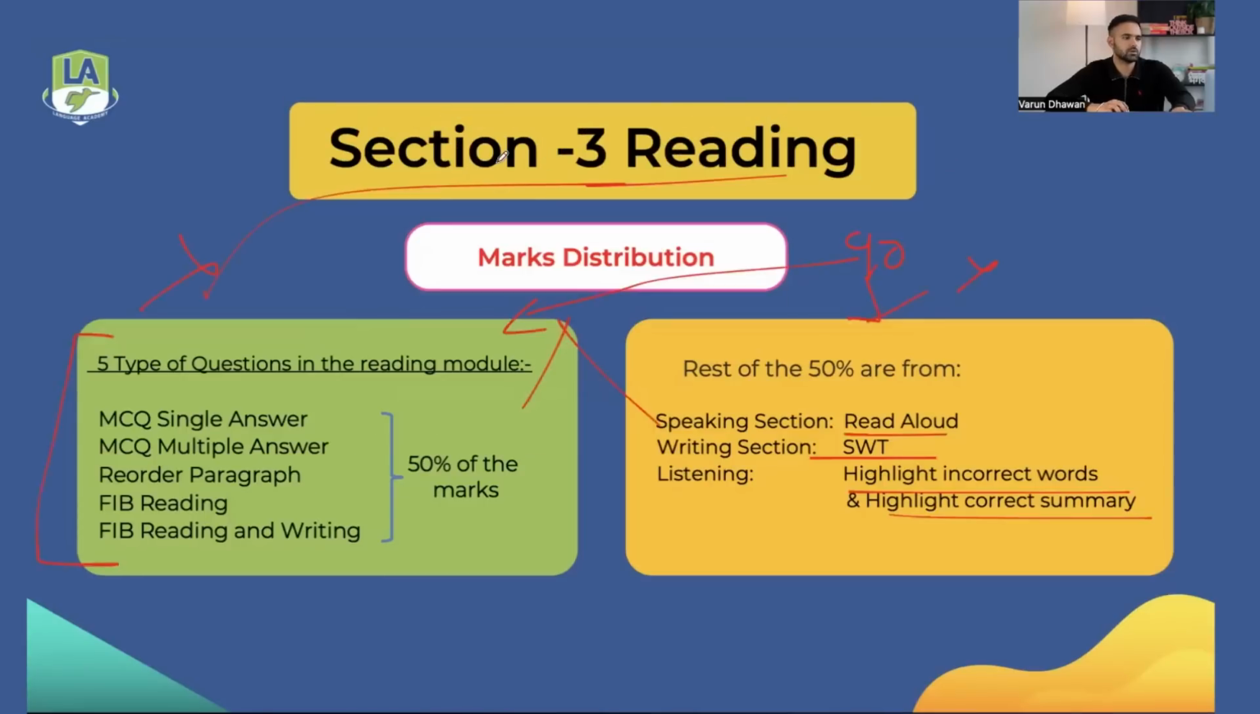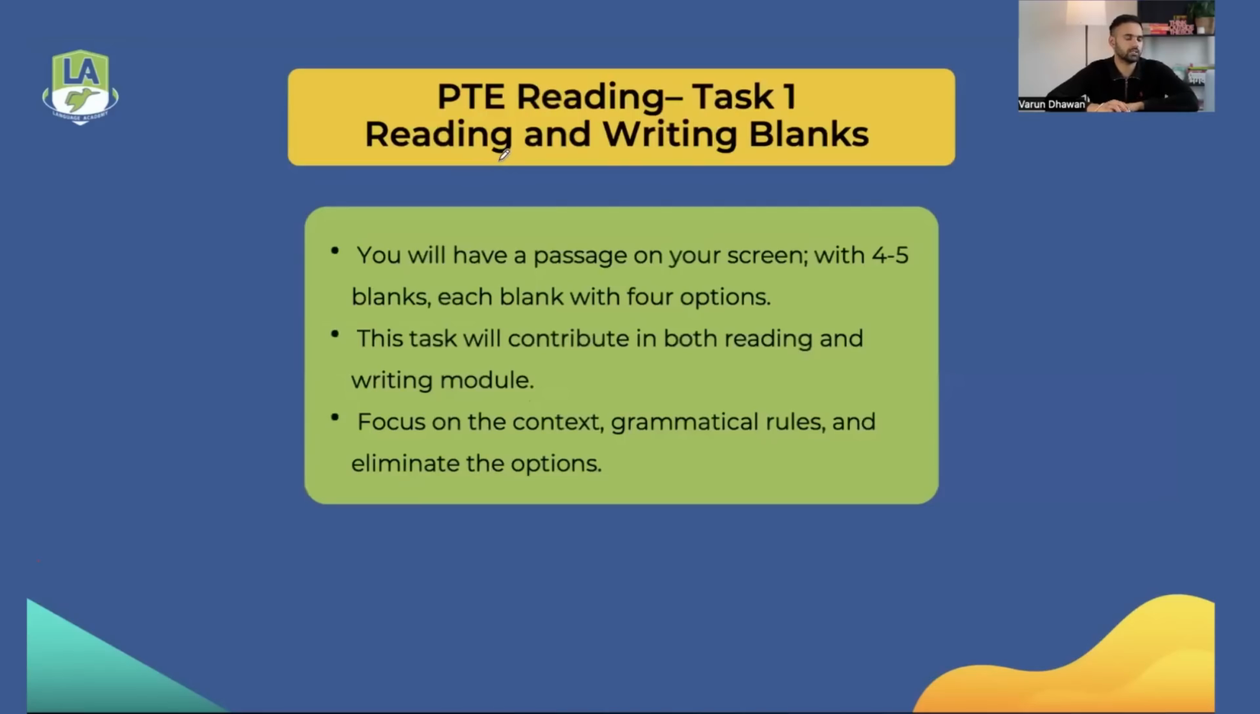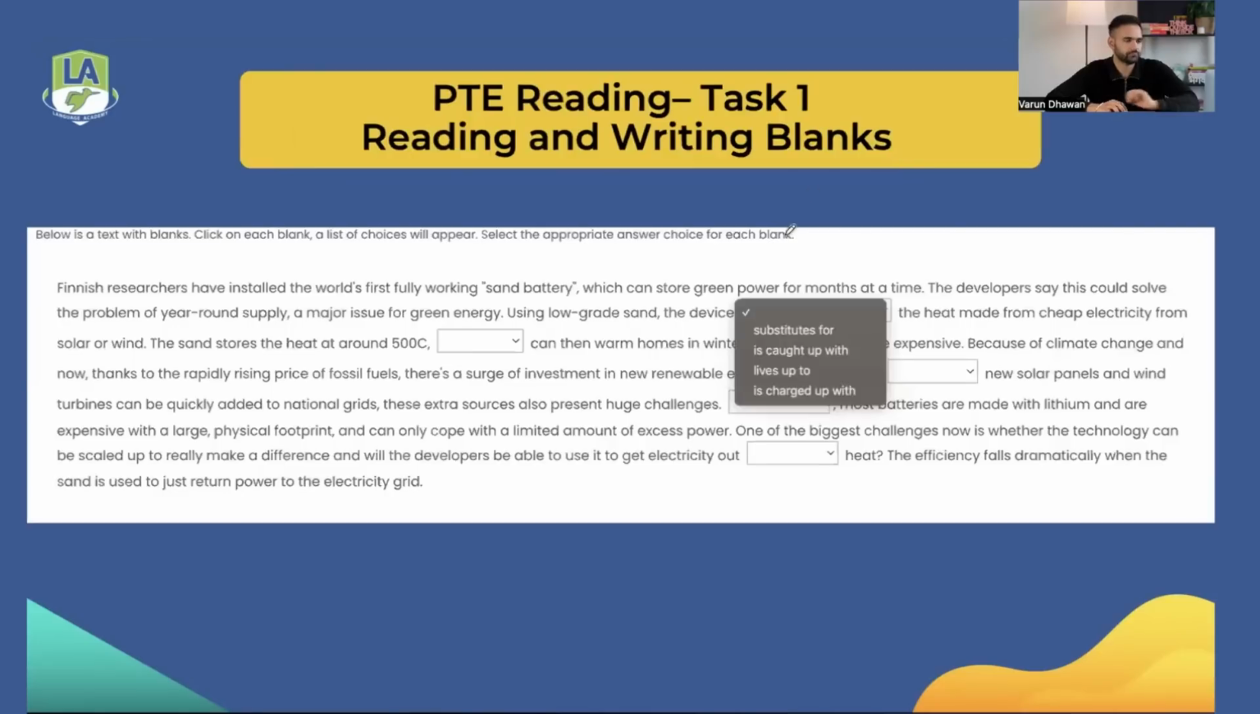The very first question type when you go and sit for the test in your reading module will be reading and writing blanks. What happens here? You'll have a passage on your screen. The passage will have 4 to 5 blanks. For each blank, you'll have 4 options. You have to read the passage and select the best possible option out of the 4, which will go in the blank as per the passage, as per the grammar, and as per the context as well.